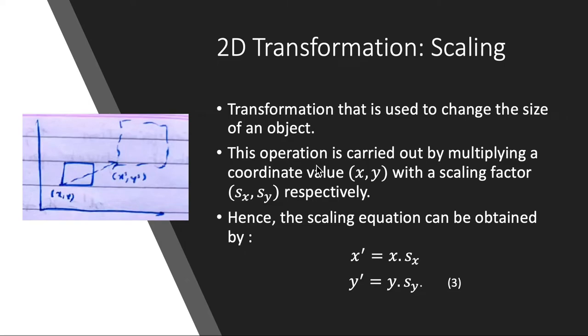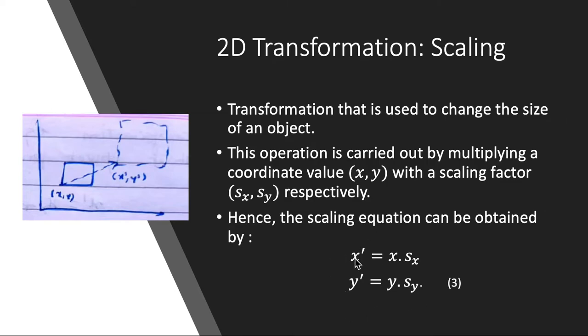Everyone, so now we move to our next basic geometry for 2D computer animation, and this time around we will look into scaling. Scaling can be used to change the size of an object. This operation is carried out by multiplying a coordinate value with a scaling factor respectively. So the scaling equation, or the scaling transformation, can be obtained as this.